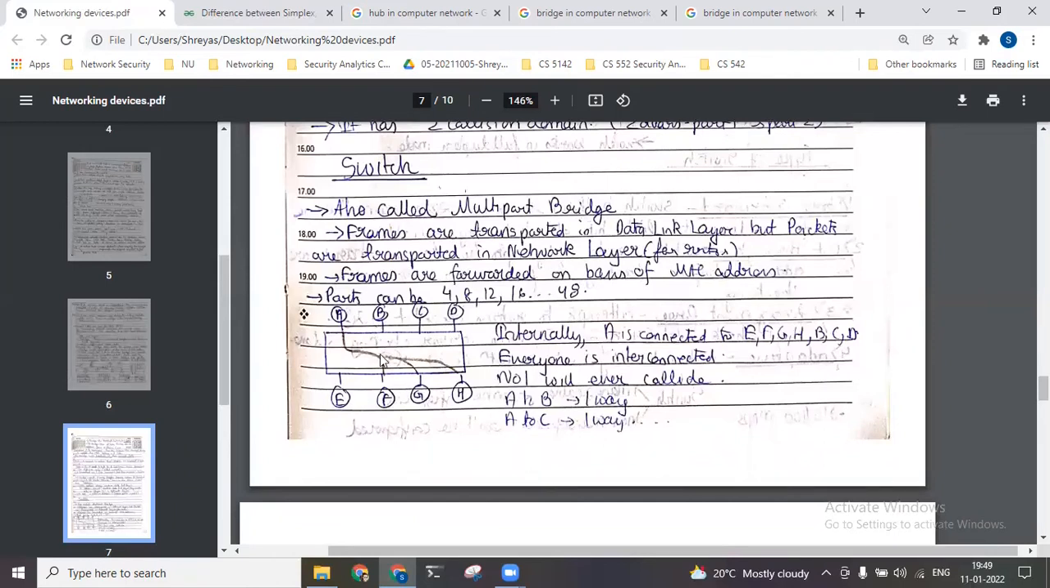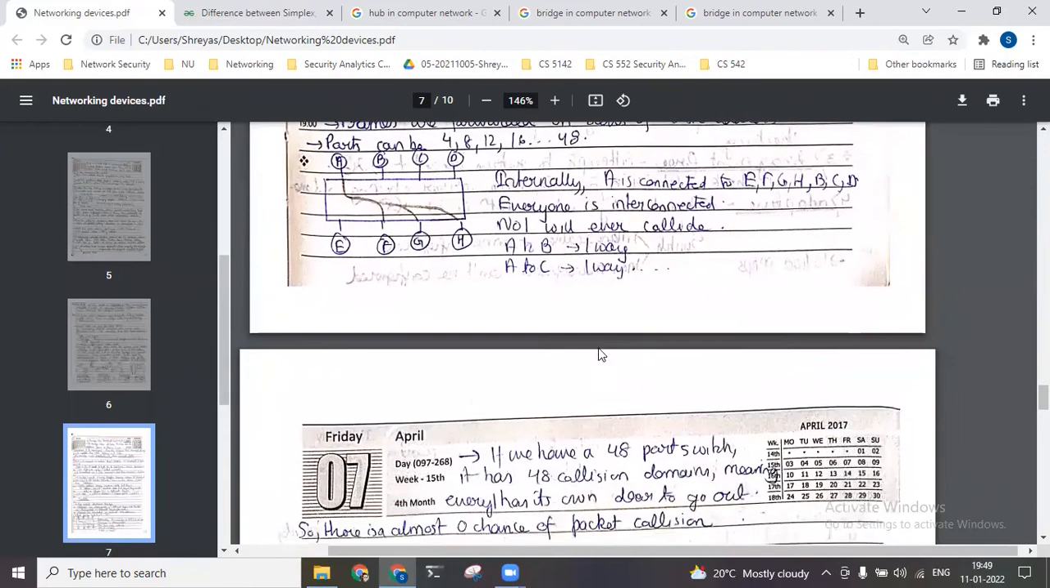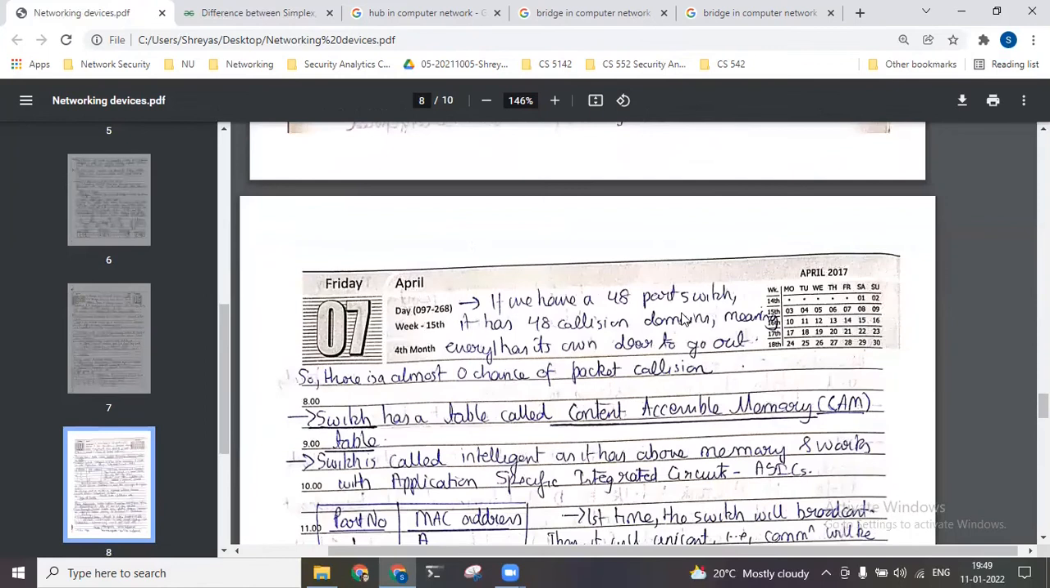Suppose PC A wants to communicate with PC H. There is no need to broadcast because it knows there is only one way to go to PC H. Earlier, it did not know where to go, so that is why it was going to everyone at all points of time. But now each port is connected to every other port, so here there is no confusion, there is no collision. For every communication there is only one way. So if we have a 48 port switch, it is equivalent to saying that we have 48 collision domains, meaning everyone has a clear way to go out. So there is almost zero chance of packet collision.